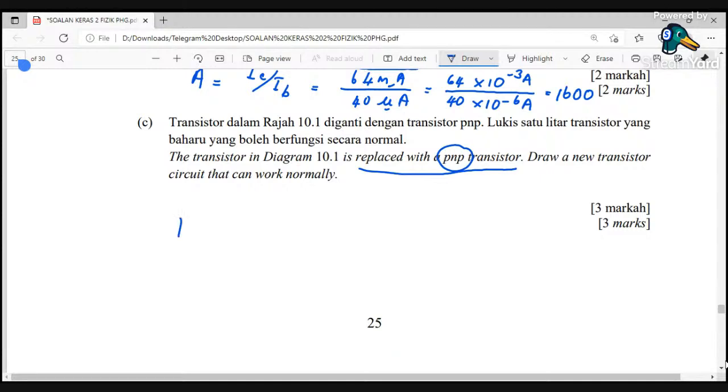Okay, so we have the switch here. Okay, microammeter. There's a bulb here. There's a resistor here. And then we have a transistor. Okay, transistor now. Just now we use NPN. Now we change to PNP. So direction is reverse, terbalik. We have a bulb here.